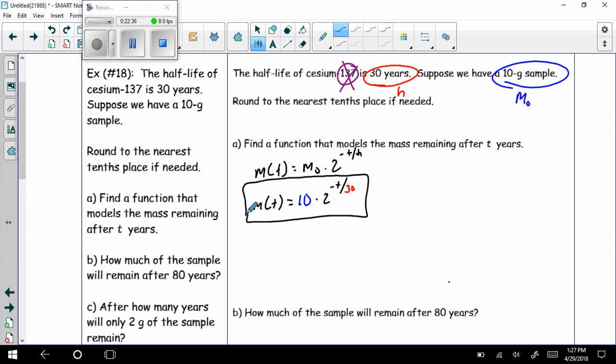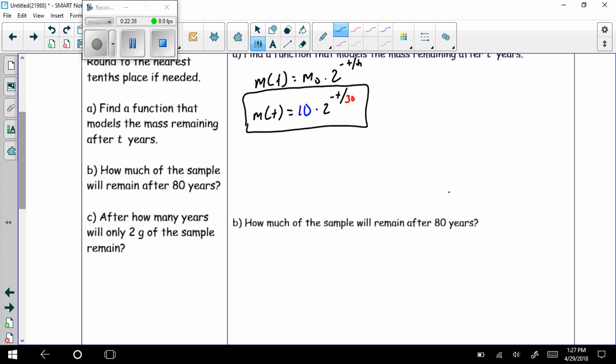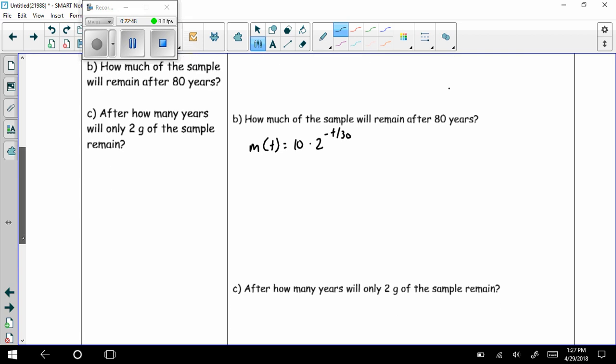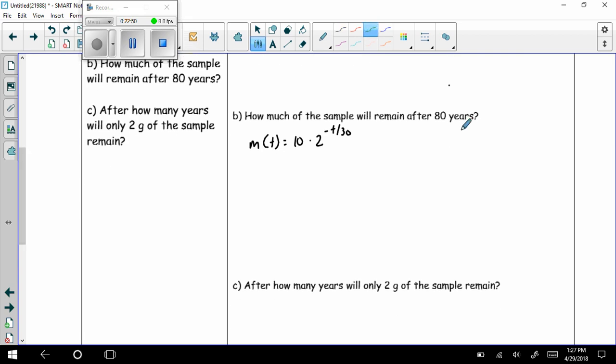We use our equation in letter A to rewrite this as m of t equals, again, that's coming from letter A, 10 times 2 to the negative t over 30. And so I want to figure out how much is left after 80 years. So that means I take that and plug in 80 for every t. So the mass after 80 years equals 10 times 2 to the negative 80 over 30.